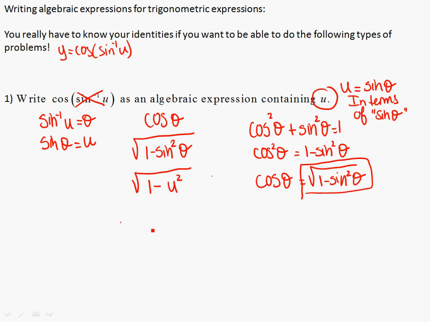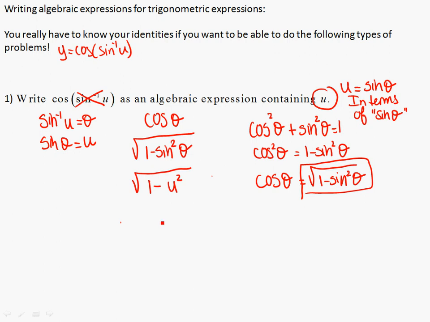They're the same. What I'm skipping here is a discussion about domains and ranges and all of that. Technically this only works if u is what? u would have to be between negative 1 and 1 here, right? Otherwise it doesn't work. You can't have a negative square root. Are we okay with this? Well, that would be rewriting a trig expression as an algebraic expression.